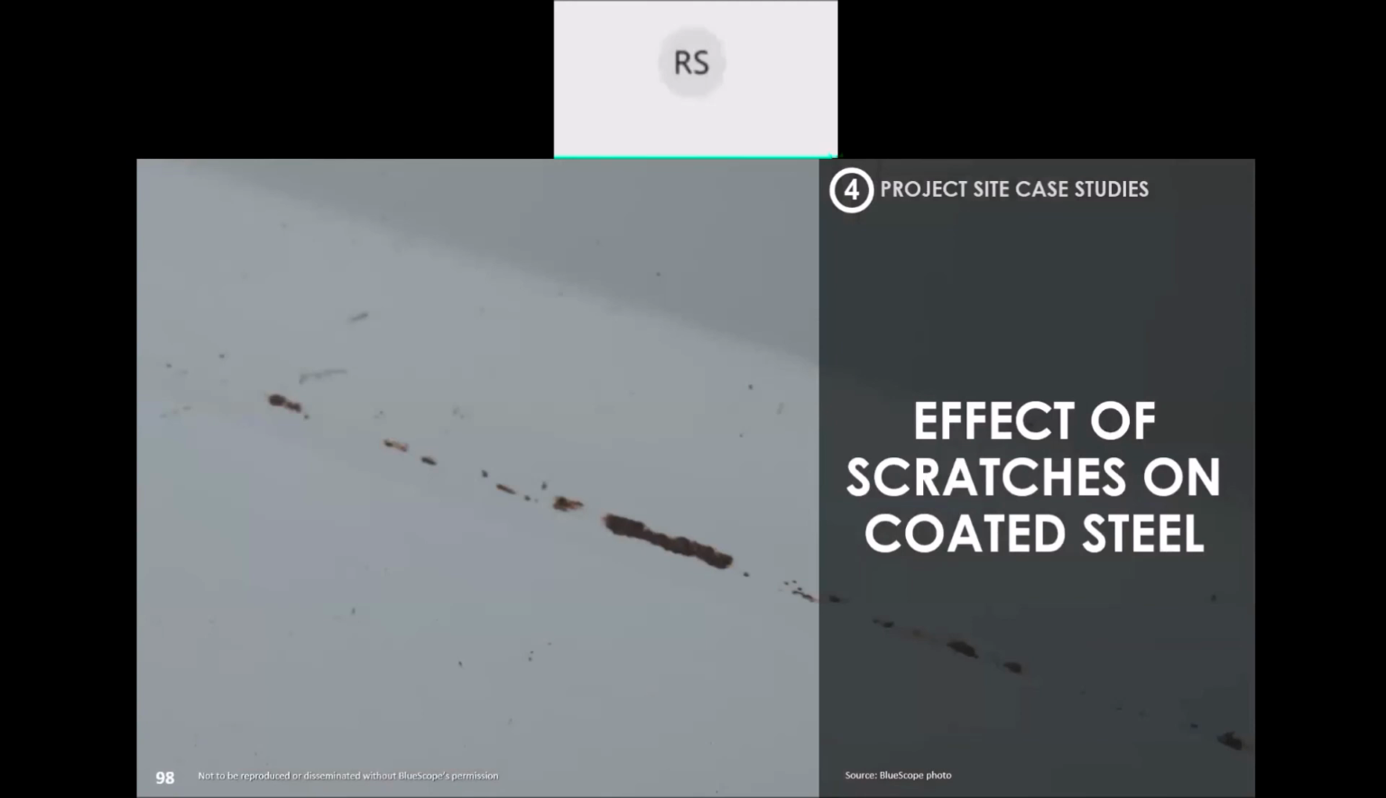So some other side observations that we have done also is the effect of scratches on coated steel, right? Most often people are always concerned about, hey, there are unintended scratches from different kinds of contract workers or construction workers and whatnot. And how do I address that? Do I paint over it and whatnot, right?